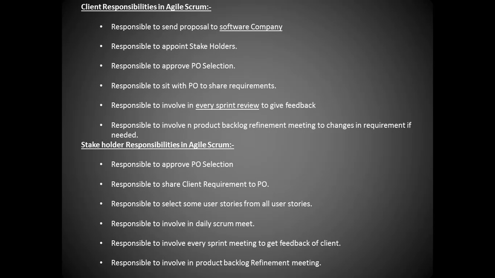Next, what are the stakeholder's responsibilities in Agile Scrum? He is responsible to approve the PO selection and to share the client requirements with the POs. He is responsible to select some user stories from all the user stories, to be involved in the daily scrum meeting, to be involved in every sprint meeting to get the feedback of the client, and to be involved in the product backlog refinement meeting also.